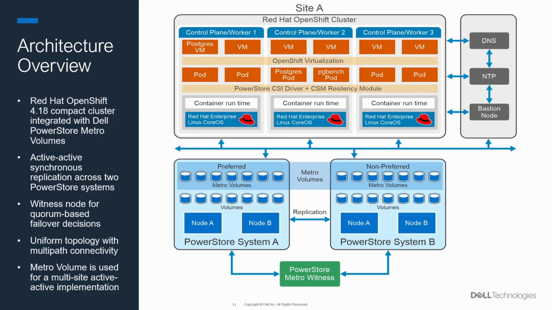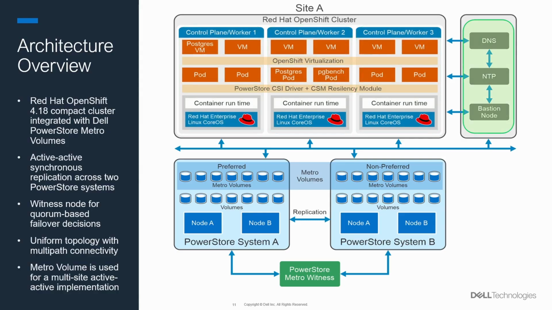At Site A, this lab uses a Red Hat OpenShift 4.18 compact cluster deployed on Dell bare metal servers. The cluster is installed using the Red Hat Assisted Installer, which streamlines deployment and automates node bring-up. While the lab uses a compact topology, organizations can choose any supported OpenShift cluster architecture based on their requirements.